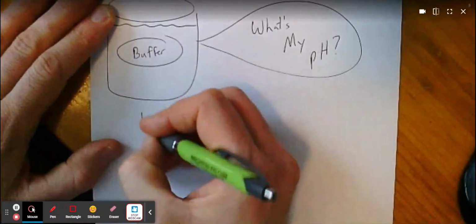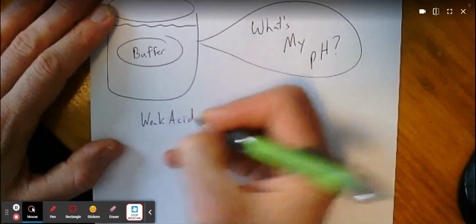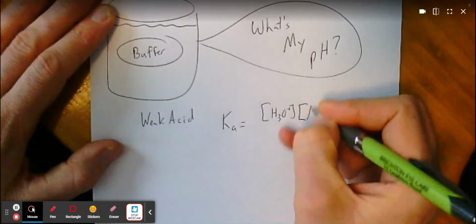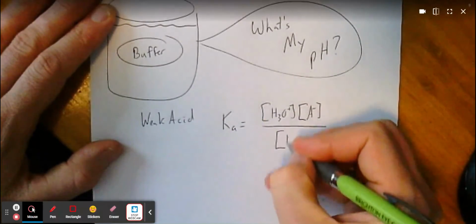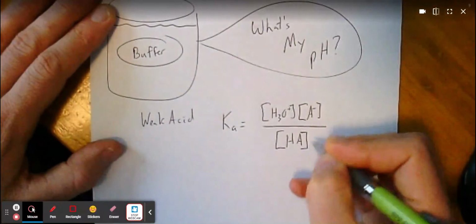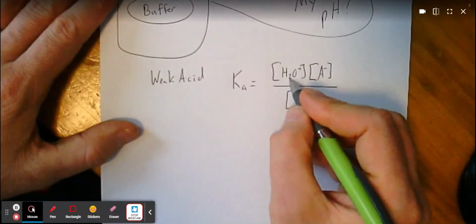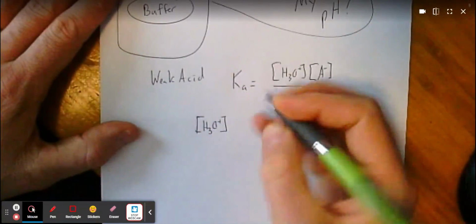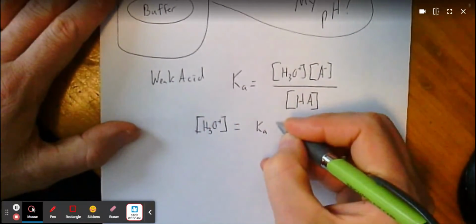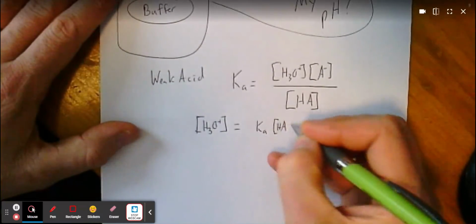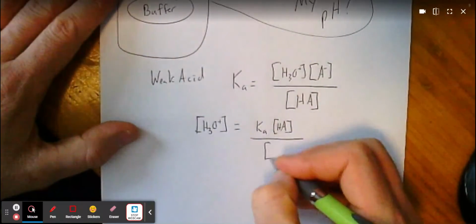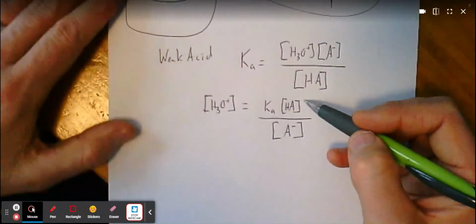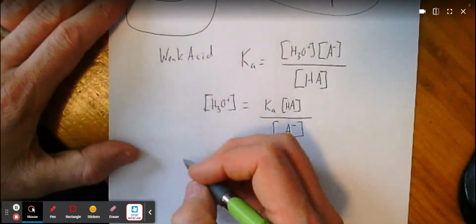Now, remember, for a weak acid, my Ka value is my concentration of hydronium times my conjugate base all over my weak acid concentration. Now I can rearrange this equation for the concentration of H3O+, and that's going to be equal to Ka times my concentration of acid divided by my concentration of my conjugate base. All right? Now, I'm going to take the negative log of both sides.